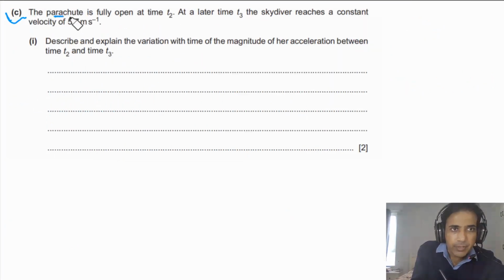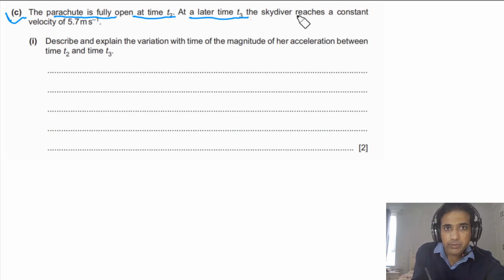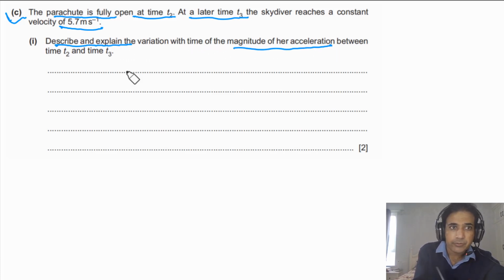Part C says the parachute is fully open at time t2. At a later time t3, the skydiver reaches a constant velocity of 5.7 meters per second. Describe and explain the variation with time of the magnitude of her acceleration between time t2 and t3.